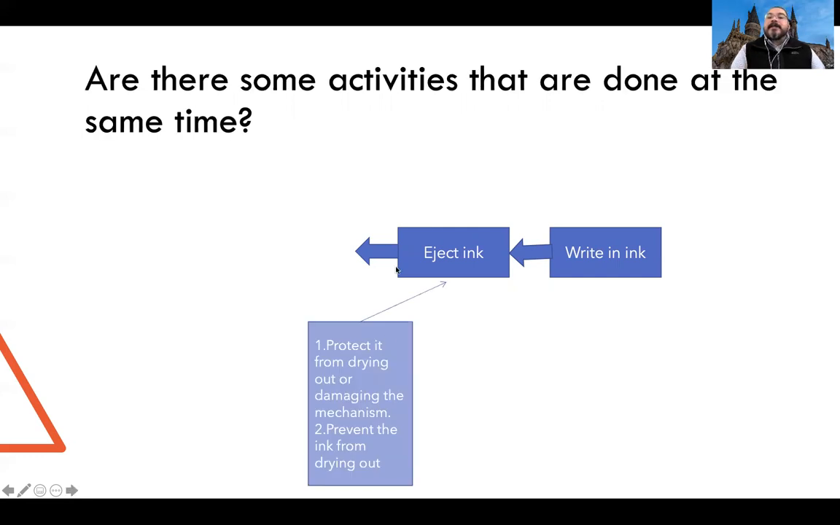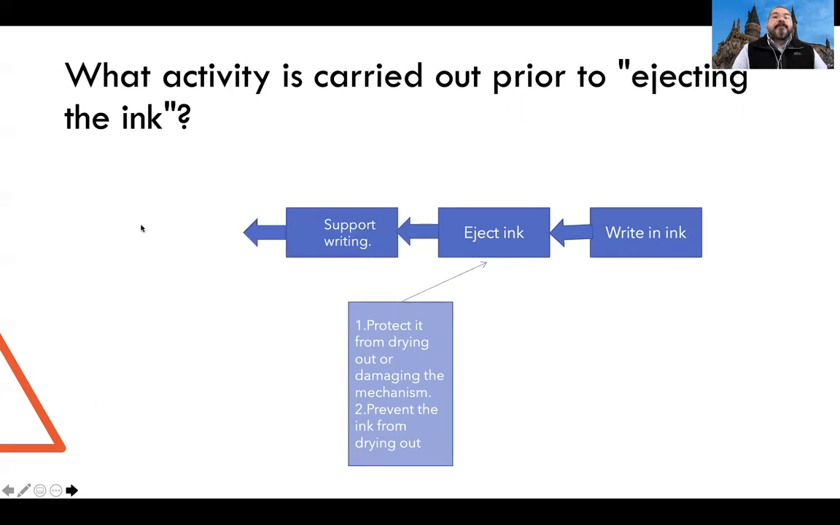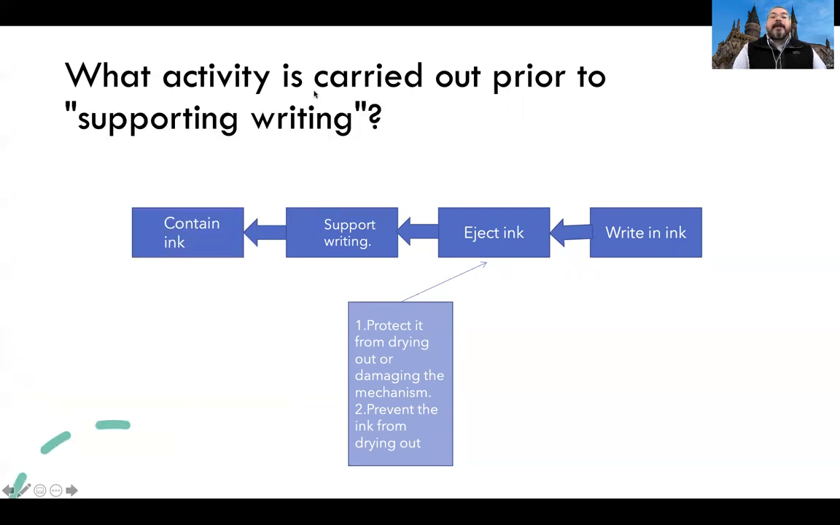Are there some activities that are done at the same time as we eject the ink? We identify two functions: protecting the mechanism from drying and preventing the ink from drying out. Those are functions that are parallel to that main diagram. What activities are carried out prior to ejecting the ink? Supporting the writing. And finally, what activities are carried out prior to that? Containing the ink.